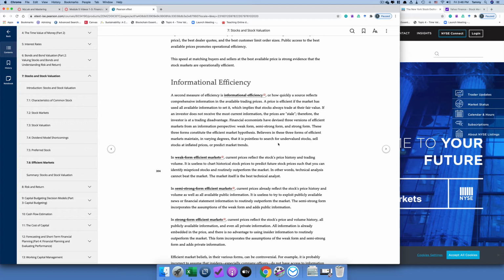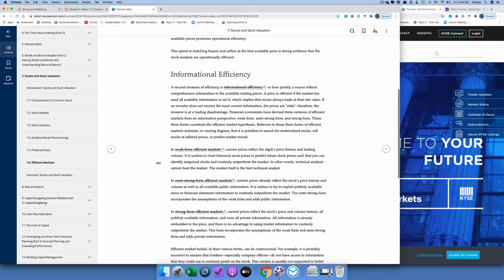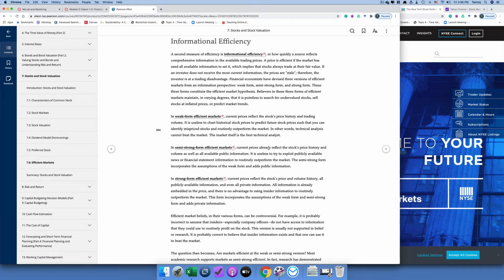Okay, do all players in the market have all required information about the likely future cash flows associated with that stock? And if they do, then that will be instantaneously reflected in the price of the stock on the market, in the secondary market. And they get into a few different sort of flavors of informational efficiency.